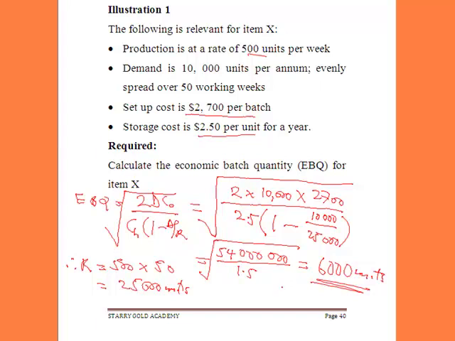Now, one more thing I would want us to know before we move on is that EOQ and EBQ can be estimated from a graph, but I'll just show us the illustration using EOQ. For instance, EOQ is made up of total ordering cost and total holding cost. We say those are the two relevant costs in EOQ.